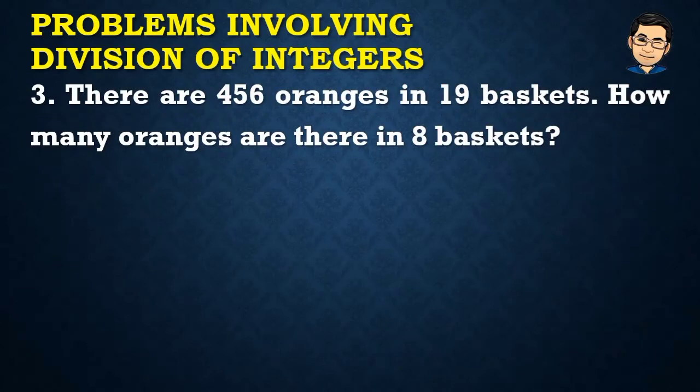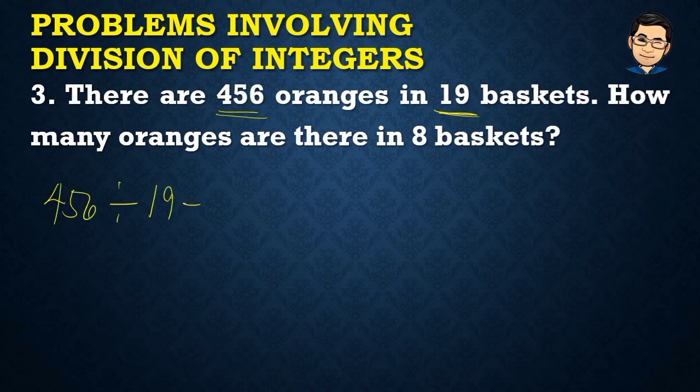So, for number 3, there are 456 oranges in 19 baskets. How many oranges are there in 8 baskets? So, ang una muna natin gagawin dito is kailangan muna nating malaman kung ilan ang laman ng kada basket. So, ilang orange ang nilalagay sa kada basket. So, ang total number of baskets is 19. Ang total number of oranges is 456. Next, 456 divided by 19. So, kailangan natin i-divide 456 divided by 19.